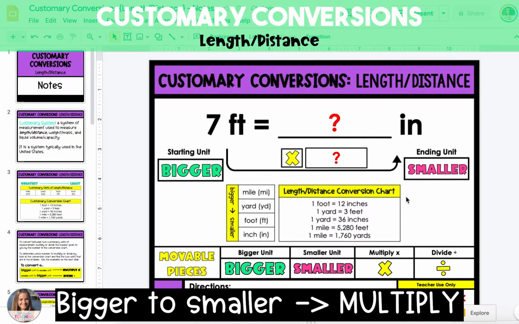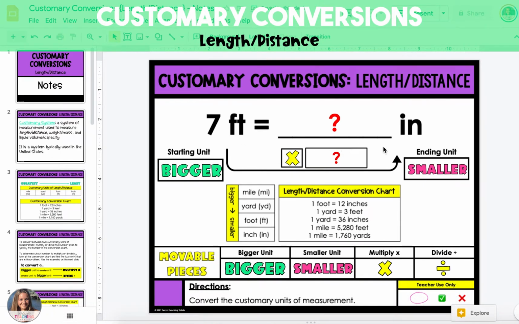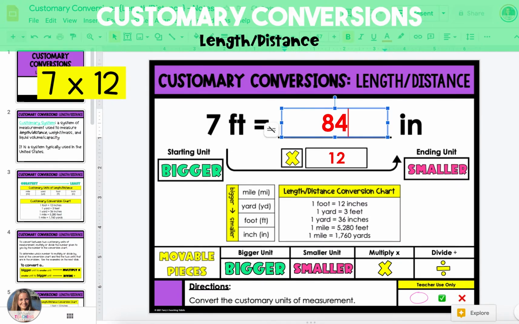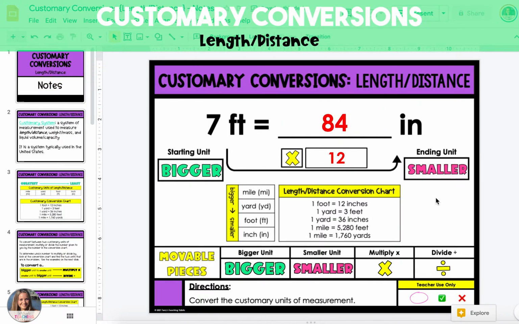Next, we have to determine what number we're going to multiply the 7 feet by. So we're going to go to the conversion chart below and look for feet and inches. 1 foot is 12 inches, so we'll multiply the 7 feet by 12 to get a total of 84 inches.